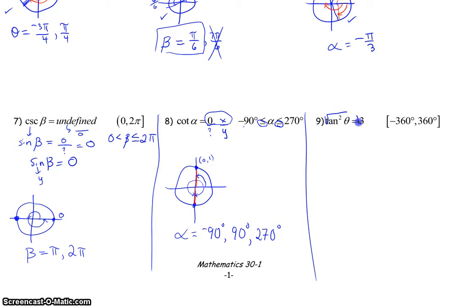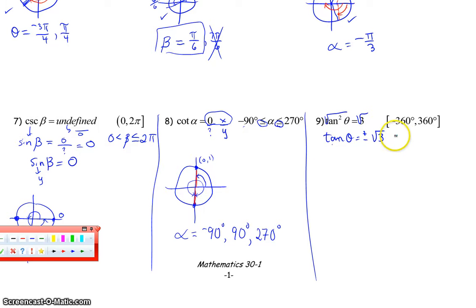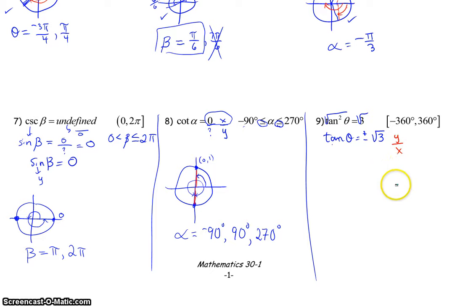So square root both sides. So now we would have tan theta equals, and when we square root both sides, we have a positive and negative possibility of root 3. Okie doke. So these ones tend to be a little bit harder. Tan we know to be, let's write that over here. Tan we know to be y over x.